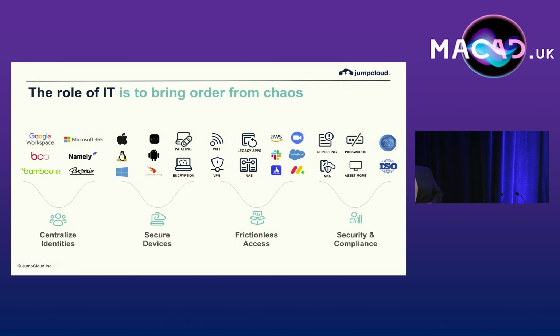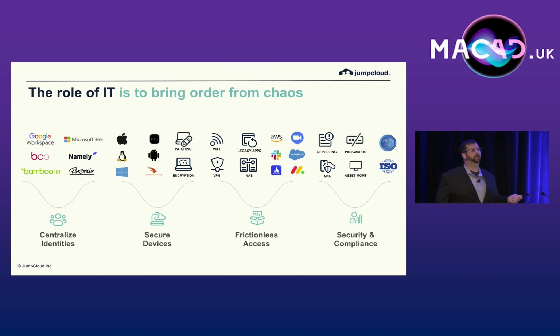So if we think about what IT's job is, to bring order from chaos, we are there to take the requirements from our end users. We are there to express them safely out to the depth and breadth of our platform. That can be identities that come from Google Workspace, from Microsoft 365, or HRIS systems like HiBob or Personio, or Namely or BambooHR. We're there to secure your devices across platforms no matter where they are.